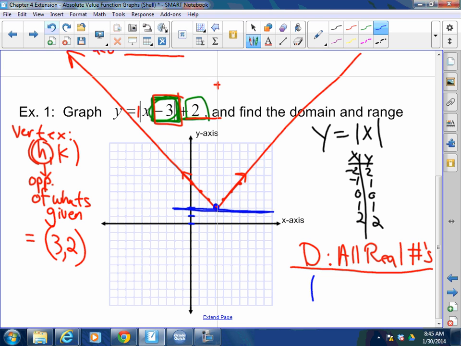So this is as low as it goes, correct? From here, it can only go upwards, right? So my range is y must be greater than or equal to 2, because any value less than 2 does not exist on this graph. Does that make sense, my friends? You with me? Yes. All right.